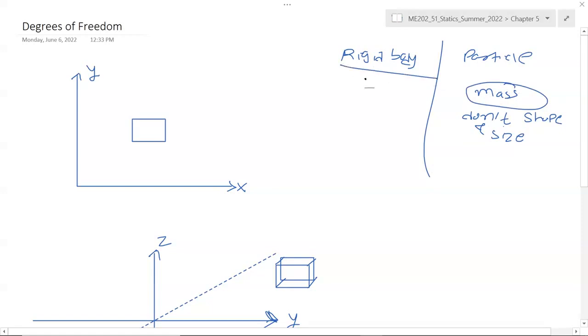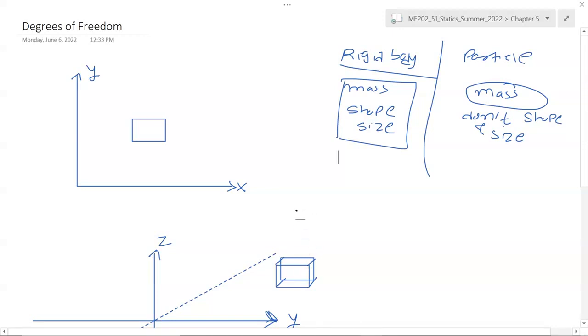Now, a rigid body, on the other hand: whenever we consider an object as a rigid body, we include the mass of the object, its shape and size. So this is what we consider for a rigid body. This chapter is about rigid bodies and how to calculate the support reactions for the rigid body.